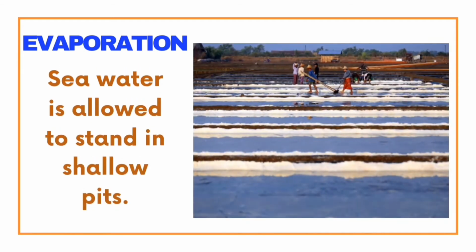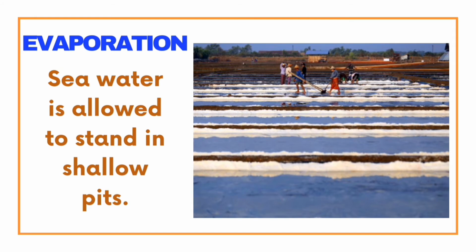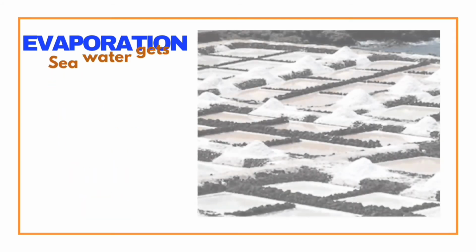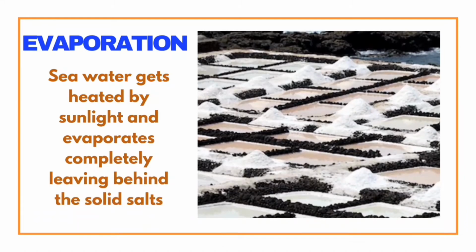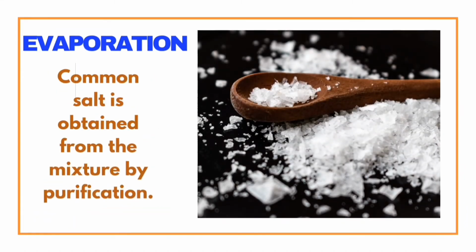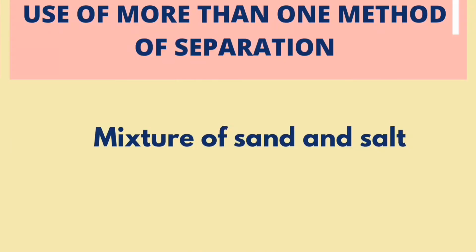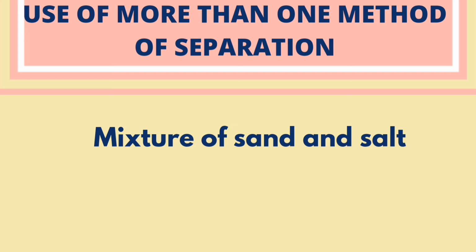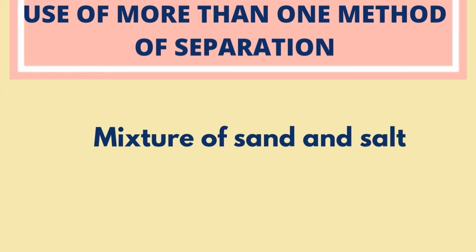First of all, seawater is collected in shallow pits. Water gets heated up by sunlight and slowly converts into water vapors. Within a few days, the water evaporates completely, leaving behind the solid salt. Common salt is obtained from this mixture by purification. Mostly one method is not sufficient to separate different substances present in a mixture. In such cases, we need to use more than one of these methods.